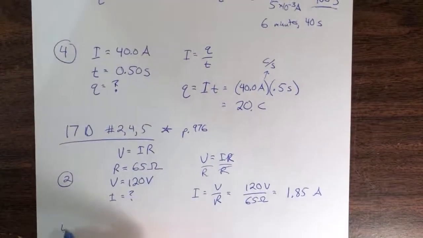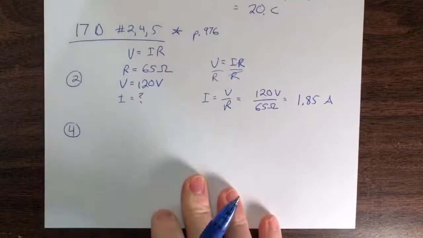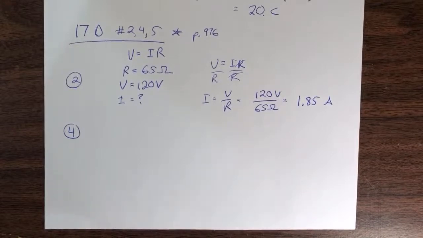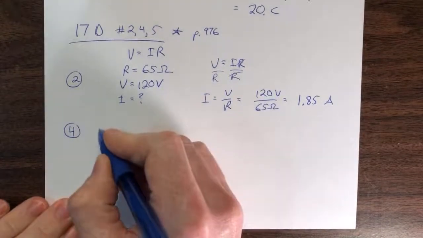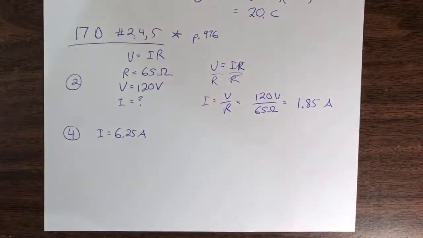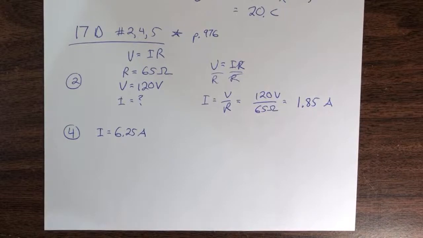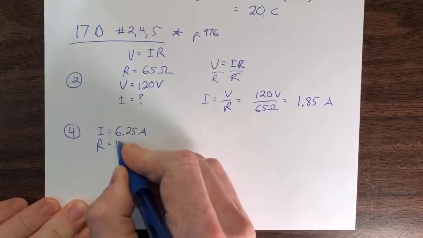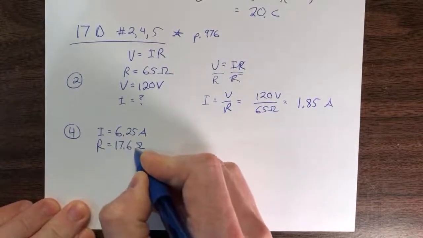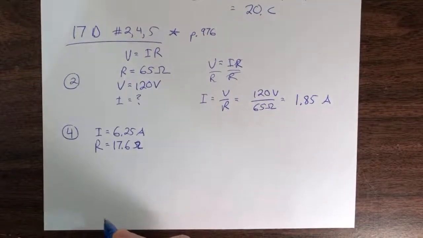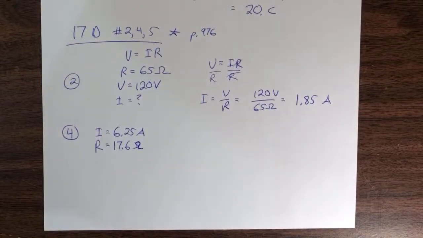All right, next up, number 4. We have a current in a microwave, which is 6.25 amps, and the resistance in the oven's circuitry is 17.6 ohms. I'm assuming these are reasonable numbers. I don't know about most microwaves. What's the potential difference across the oven?